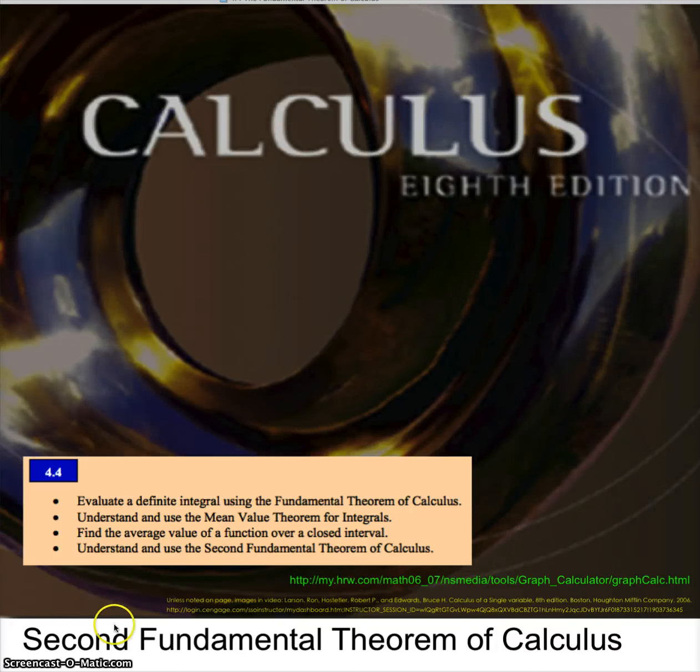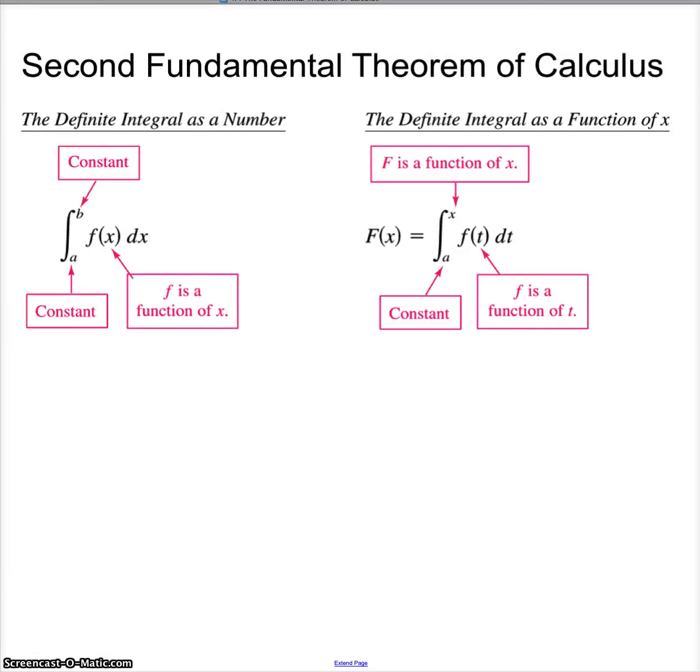Let's go on to the second fundamental theorem of calculus. This allows us to do some really neat and cool things. Let's look at integration when we went from the lower limit to the upper limit, from a constant to a constant, and f was a function. This gave us a definite integral. This definite integral gave us a number. It might not have been a pretty number, but it was a number.